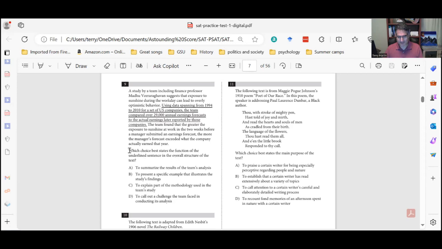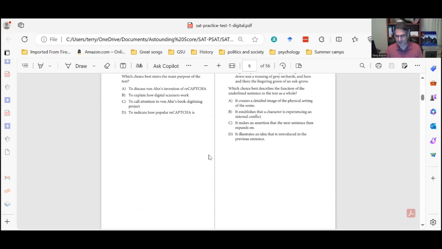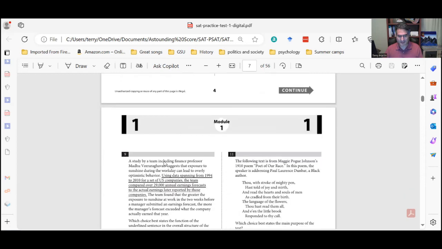And this question is written a little differently. Which choice best states the function of the underlined sentence in the overall structure of the text? Means the same thing as the previous. Okay, the previous said, which choice best describes the function of the underlined sentence in the text as a whole? Same thing, same question.